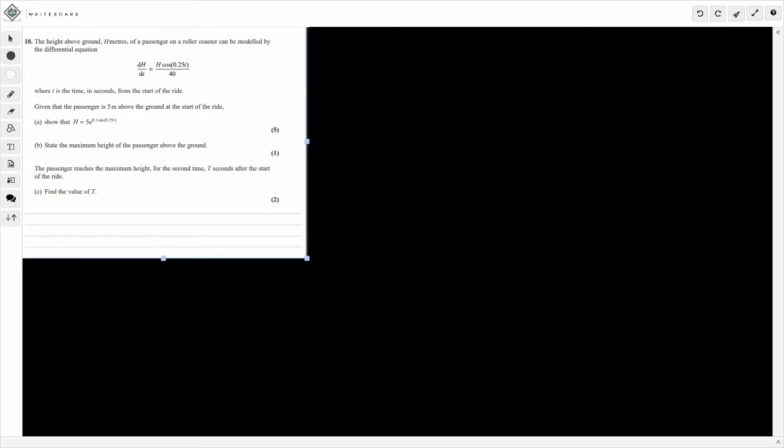So we would divide both sides by h, giving 1 over h dh. And then the right hand side is going to be cos 0.25t divided by 4 dt. So what happens when we integrate both sides here now?